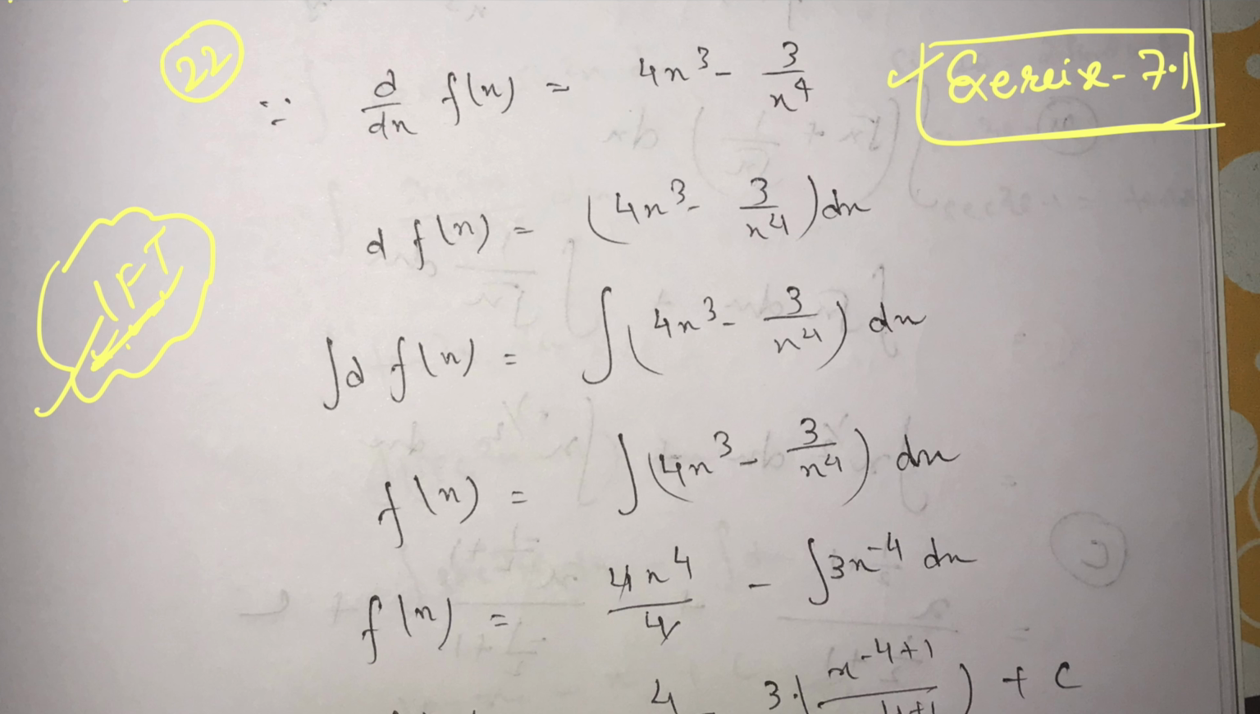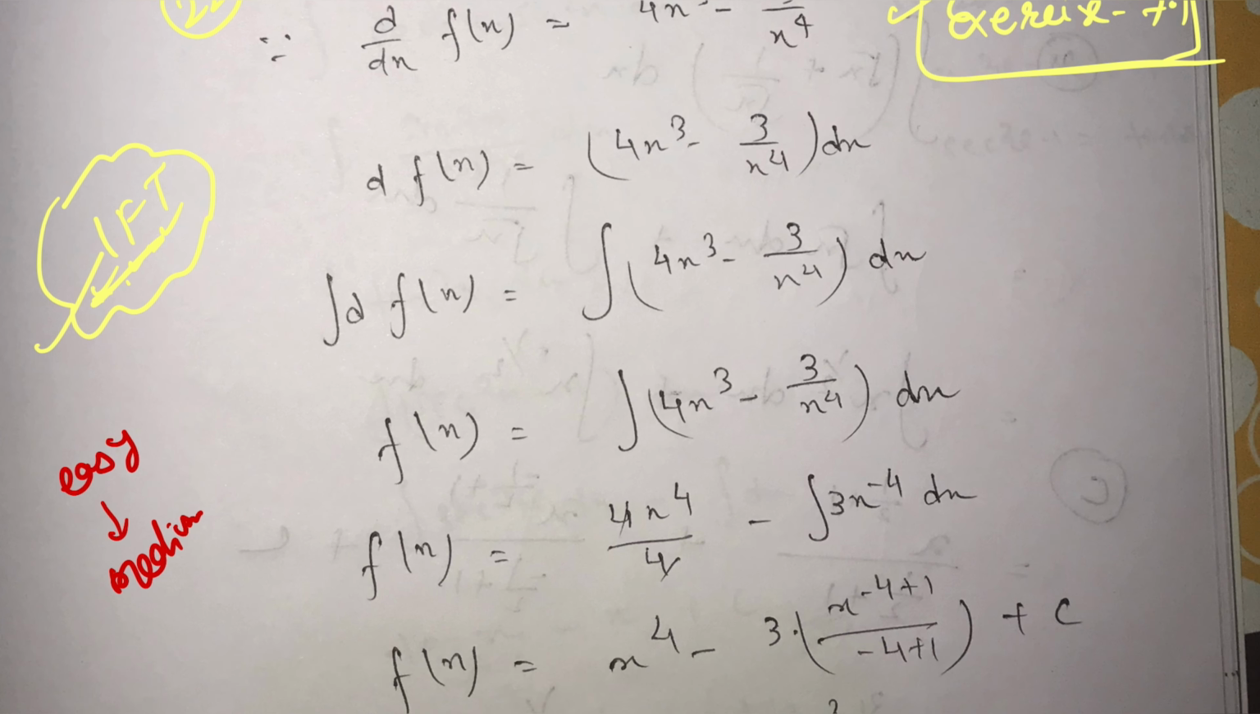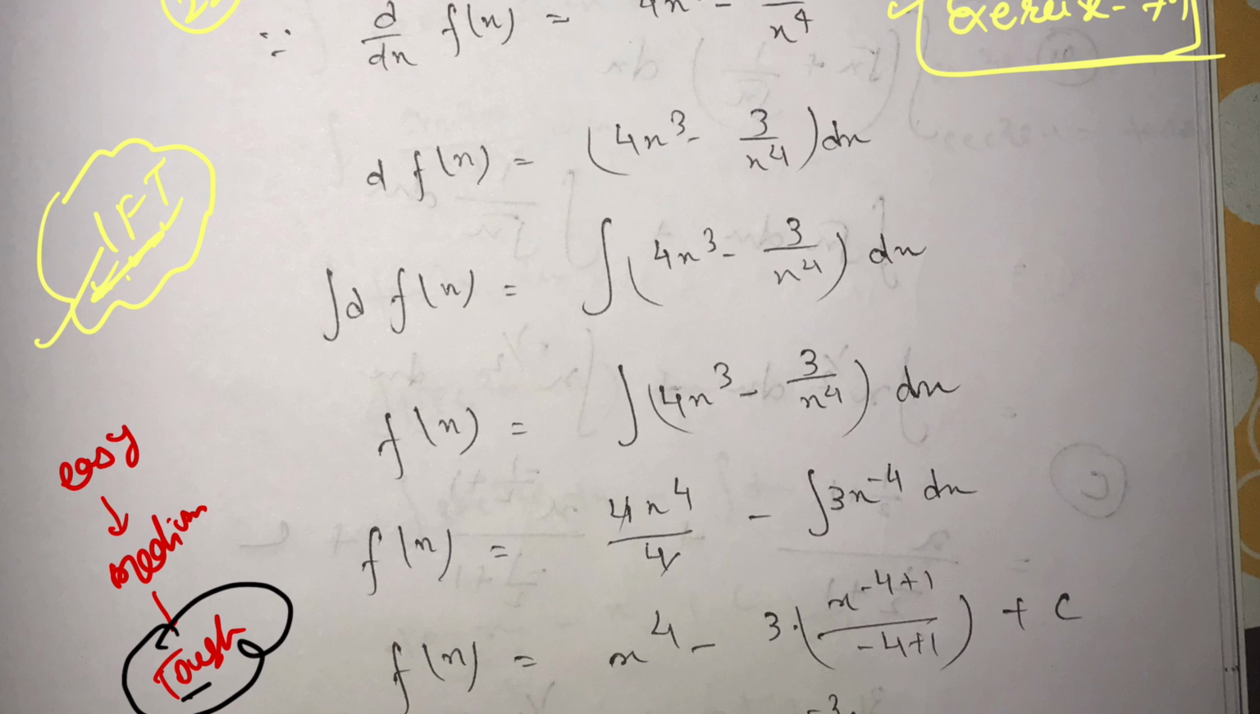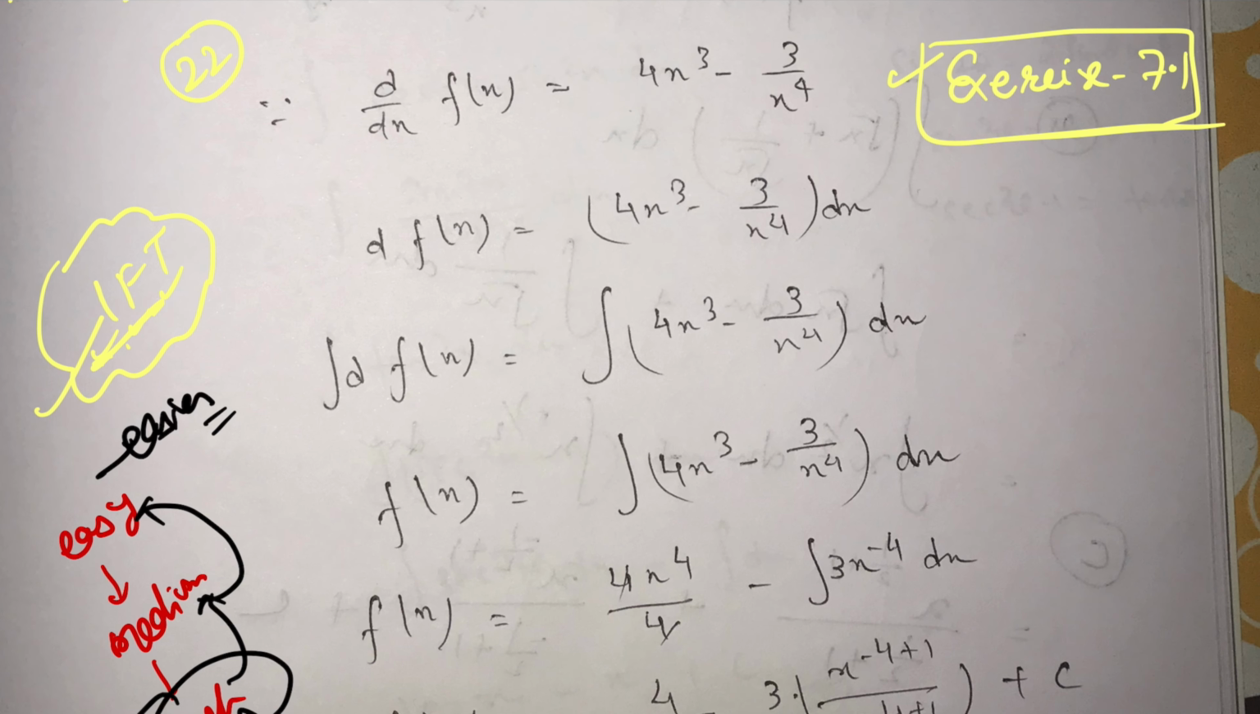Why do I do it like this? NCERT gives the easy questions first, then medium questions, and at the last they give the tough or complex questions. What I feel is you should solve the tough or complex question first of all. If you understand this question, then the medium questions are easy for you and the easy questions are even easier. That's why you should solve the tough question first. That's why I will start with question number 22.